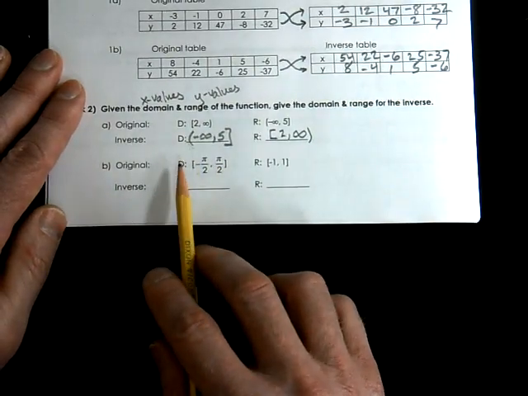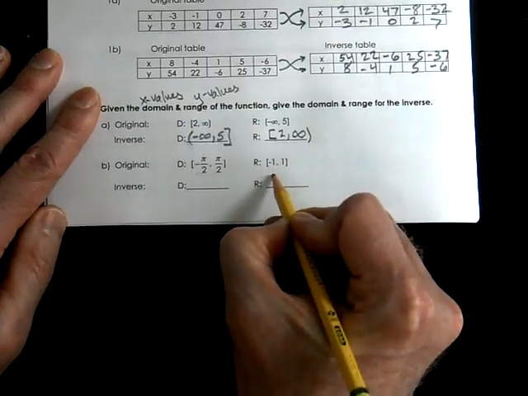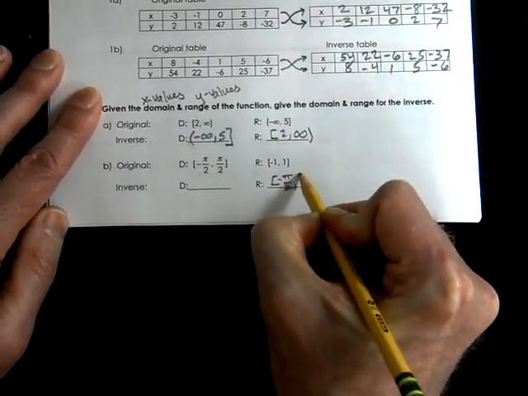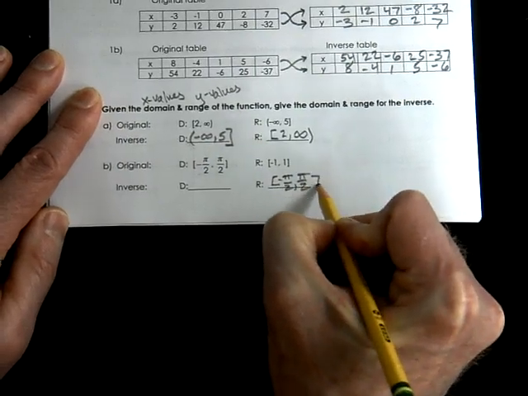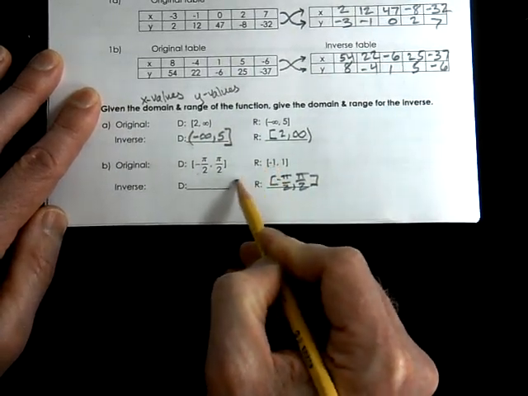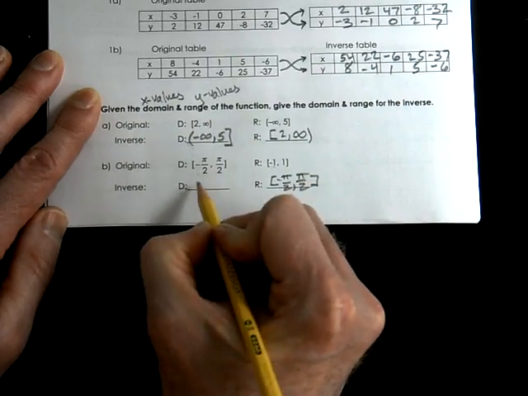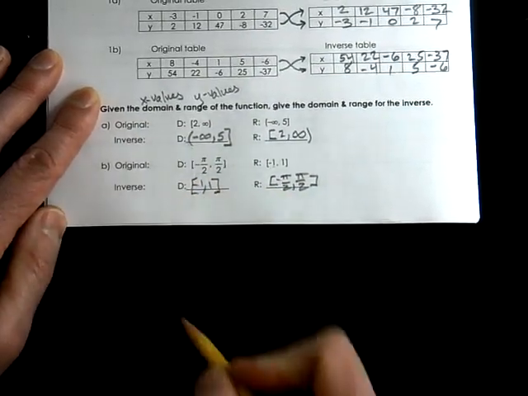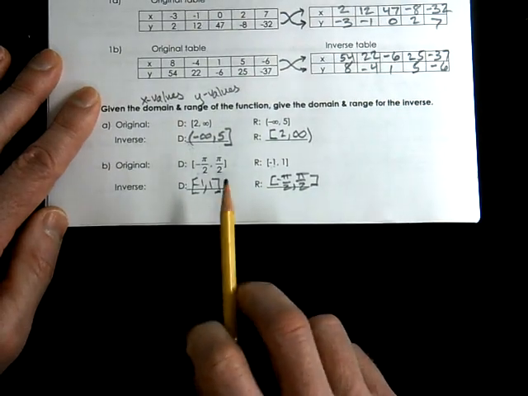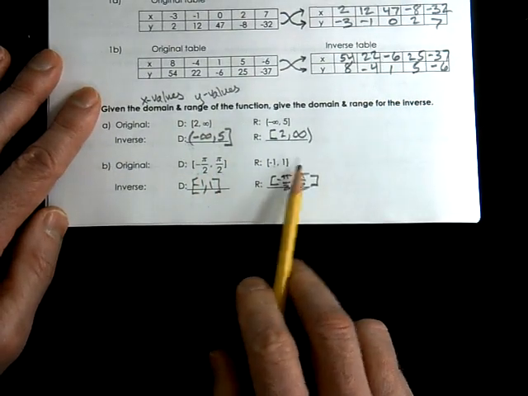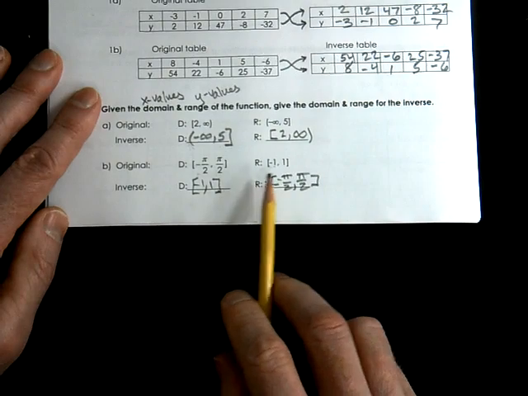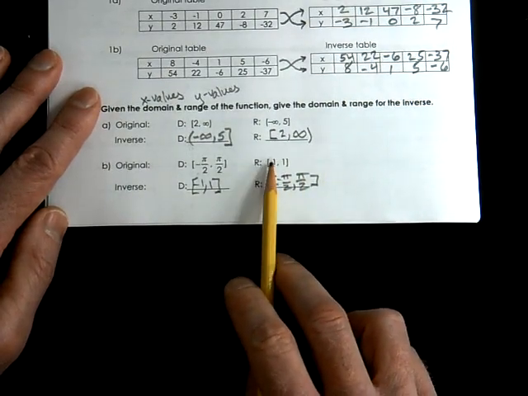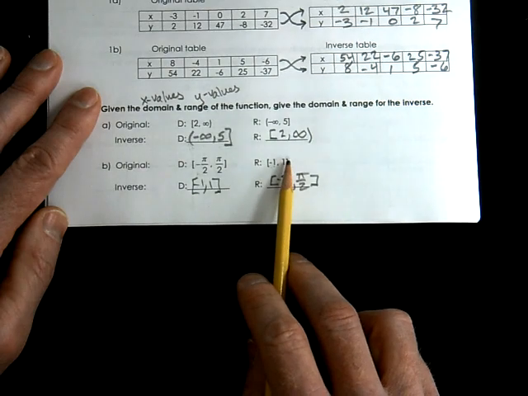But all we're doing here is the domain values become the range, and the range is going to become the domain. In this case, they have square brackets. That just means if we were to draw out a picture, the y values would go from -1 up to 1 and stop.